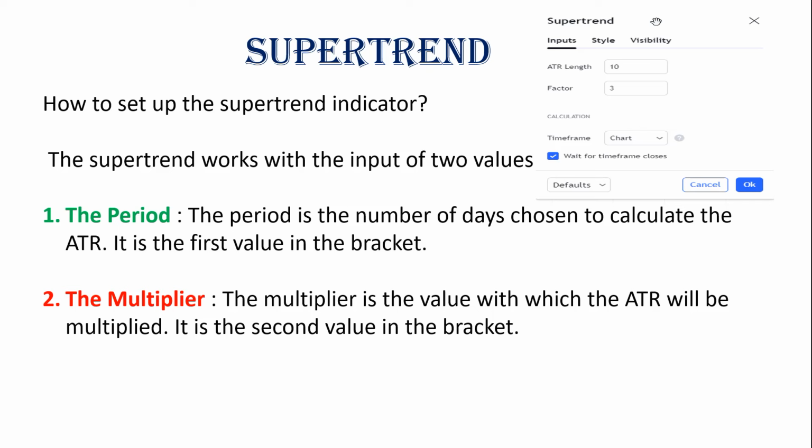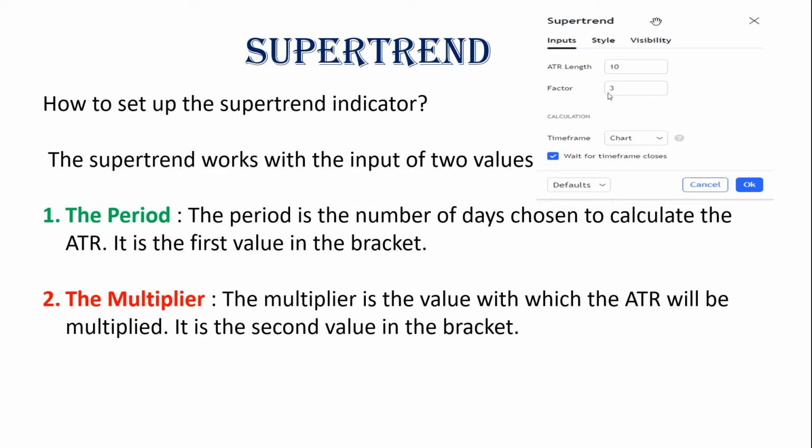We can keep changing this period and multiplier depending upon the time frame or which trader we are. The period is the number of days chosen to calculate the ATR. It is the first value in the bracket. Next is the multiplier, a value with which the ATR will be multiplied, and it is the second value in the bracket. Under inputs, the ATR length is the period and factor is the multiplier. By default it is chosen as 10 and 3. We can keep changing this ATR length and the factor.